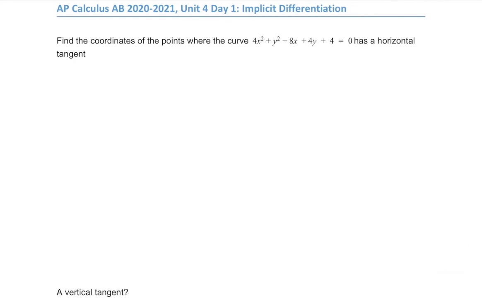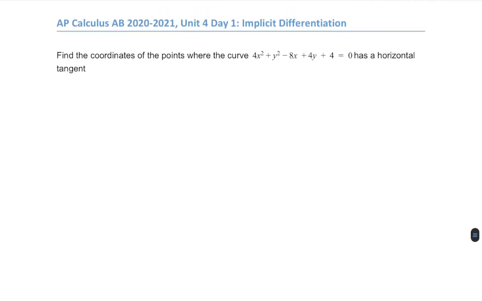Find the coordinates of the points where 4x squared plus y squared minus 8x plus 4y plus 4 equals 0 has a horizontal tangent. Well, a horizontal tangent is going to be when you have dy/dx where the numerator of that function is 0. So I need to find what the slope of the tangent line is. If I want to know when the tangent line slope is horizontal, I need to know what the slope of the tangent line is.